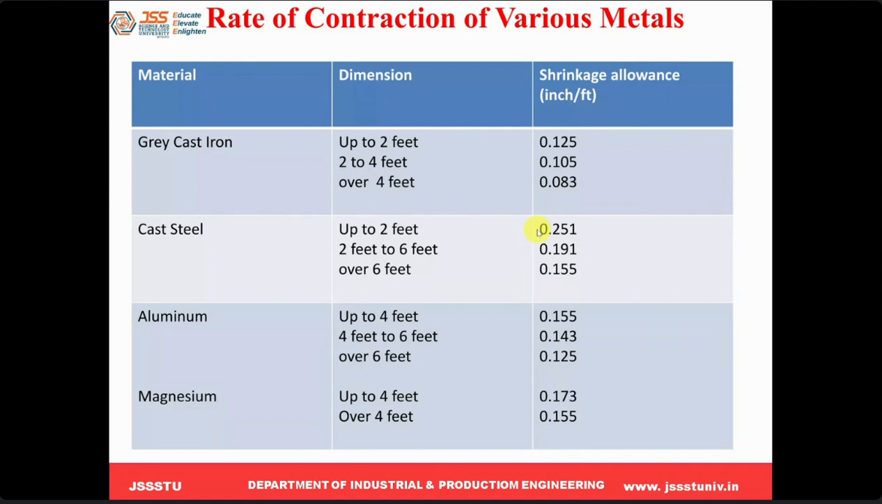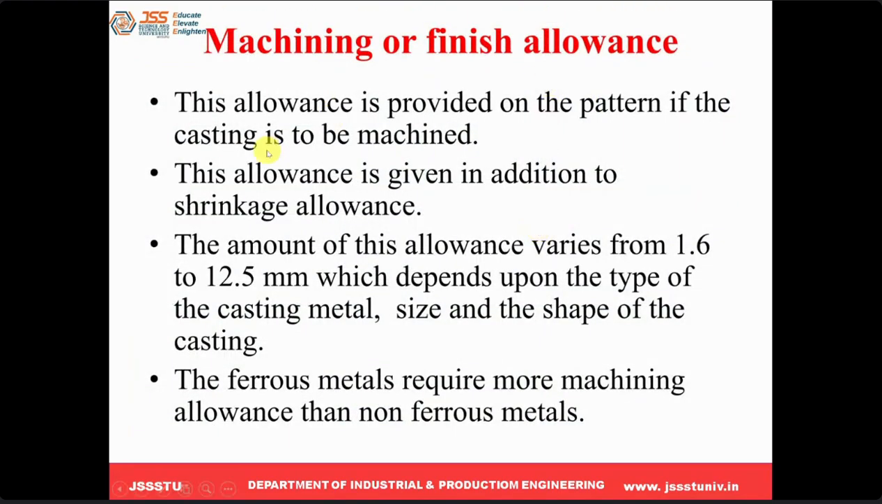What is the allowance for machining? What is required? Why is it required? So we cannot produce the exact dimension while machining. Okay. Any others? Okay, this allowance is provided on the pattern if the casting is to be machined. This allowance is given in addition to shrinkage allowance.